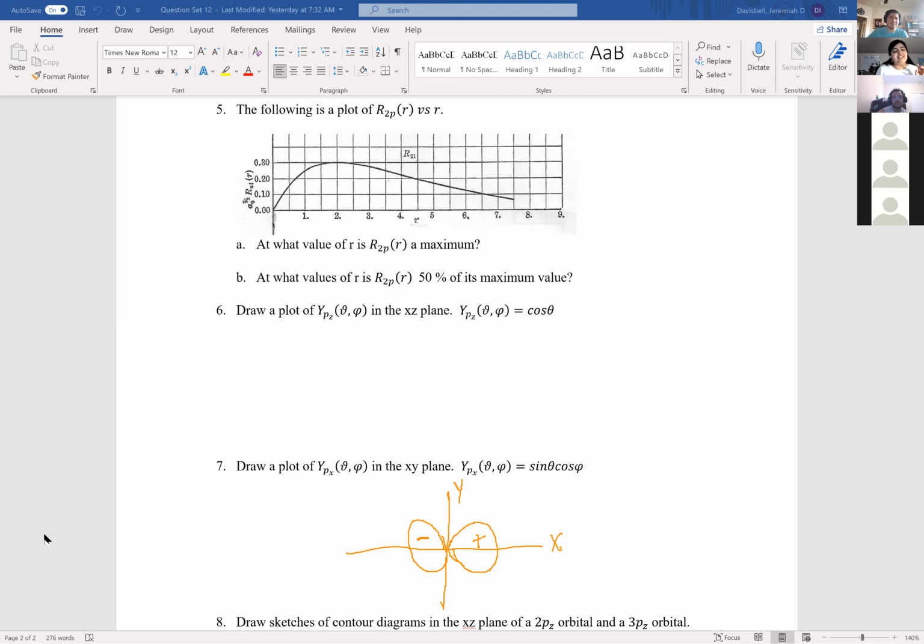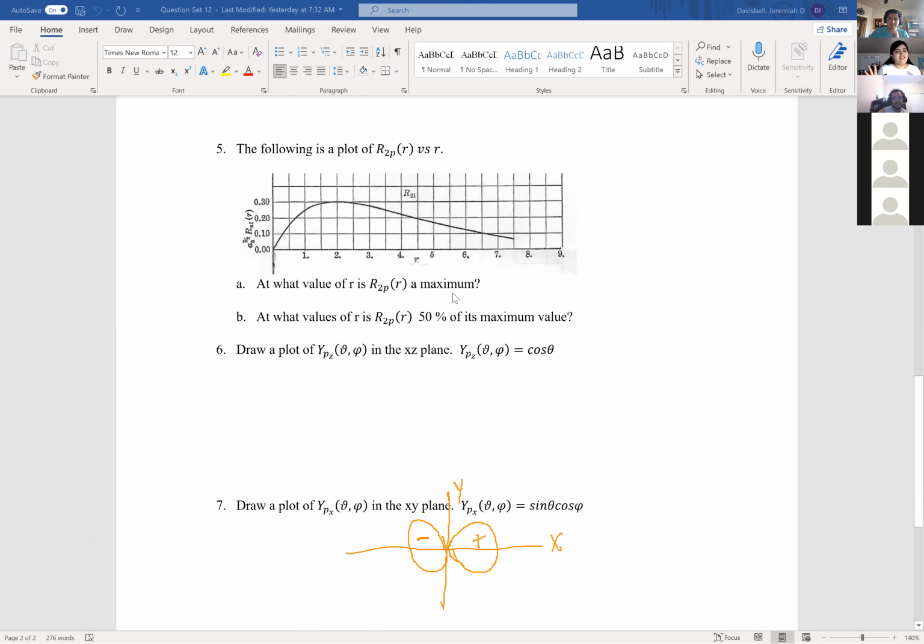And then the contour diagram. Oh, for that one? So well, I'll let you guys take over. I don't remember that one.